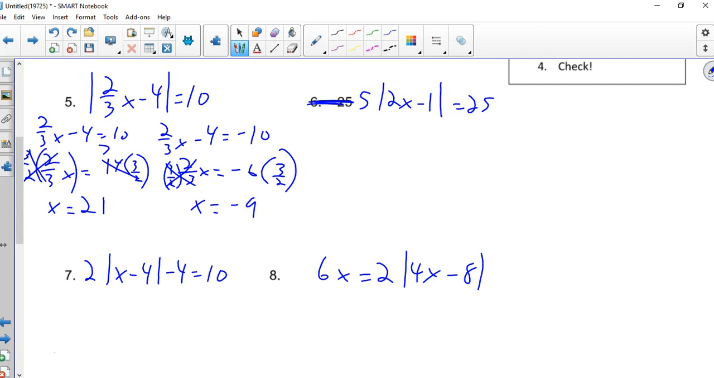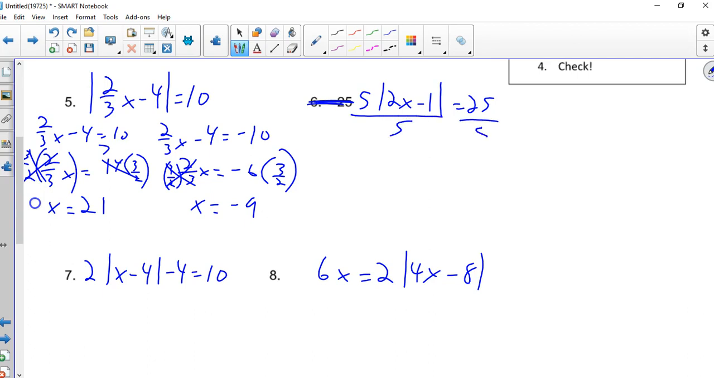Plug the answers in. 2/3 of 21 is 14, minus 4 is 10. The absolute value of 10 is 10. 2/3 of negative 9 is negative 6. Minus 4 is negative 10. Absolute value is 10.